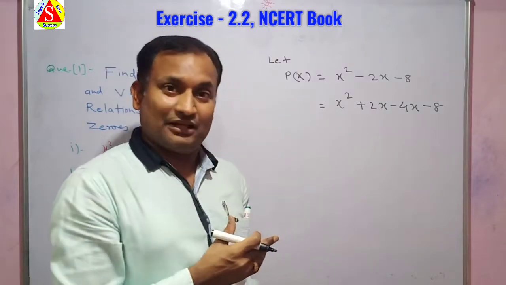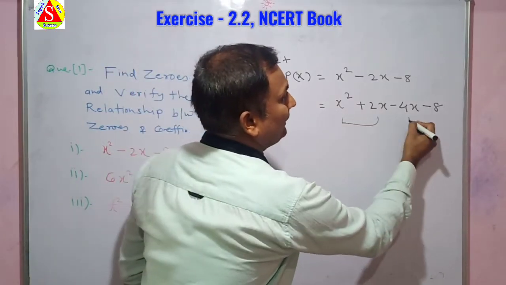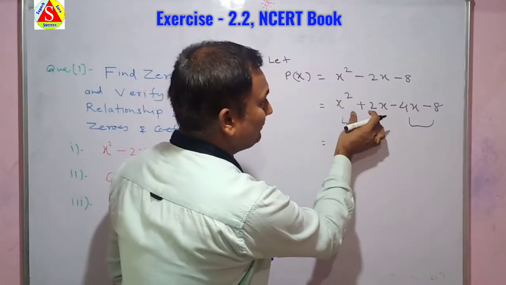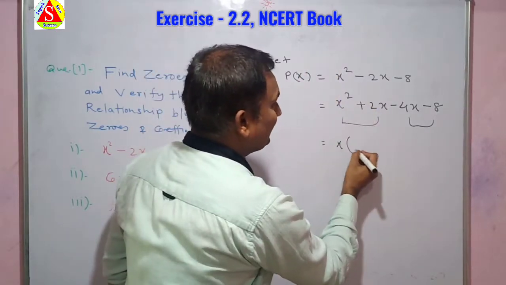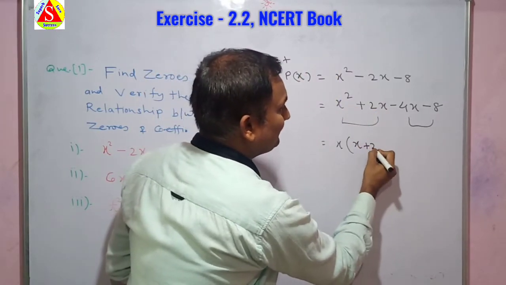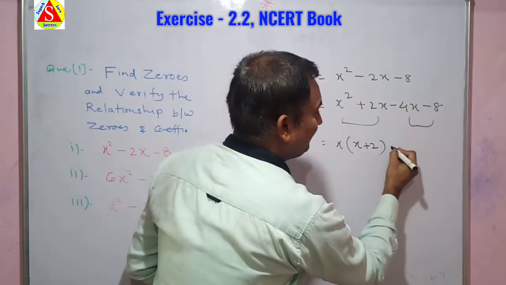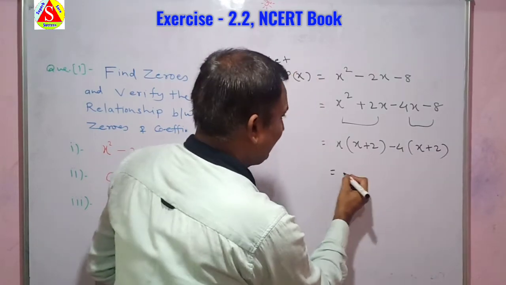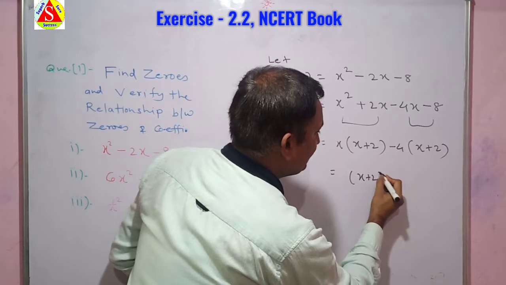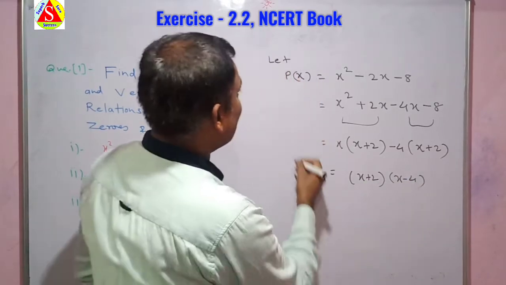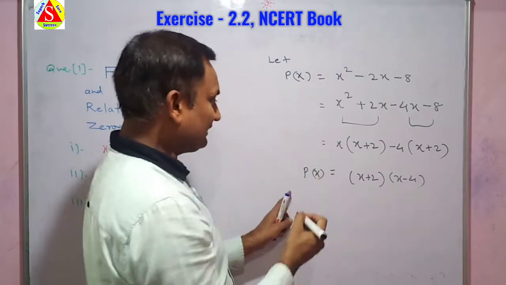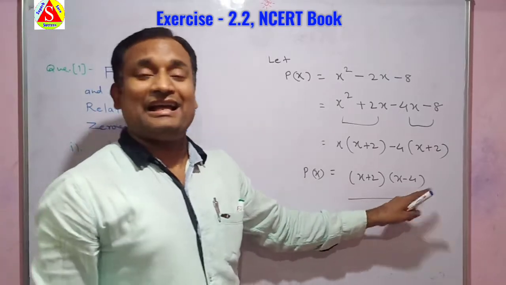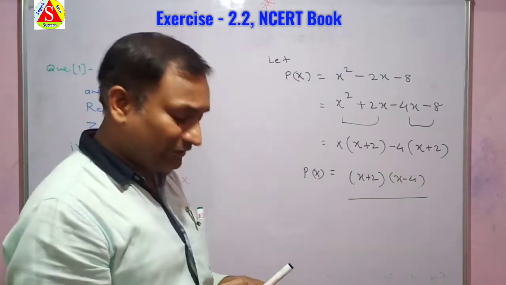After this, we make pairs, and after pairing we take the common factor. From the first pair we take x common, and inside the bracket we have x plus 2. Similarly, from the next pair we take minus 4 common, and inside the bracket we have x plus 2. So finally we have x plus 2 and x minus 4. So dear students, we have factorized this polynomial p(x) into two factors, x plus 2 and x minus 4.